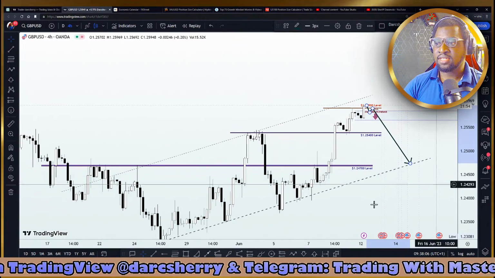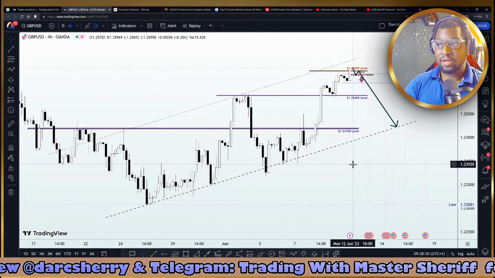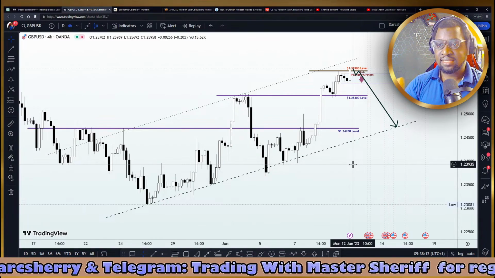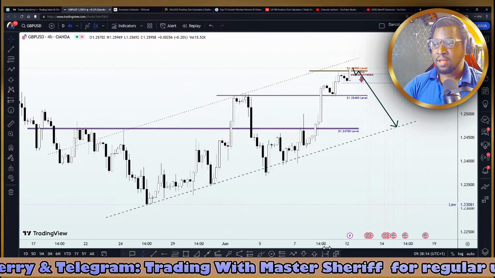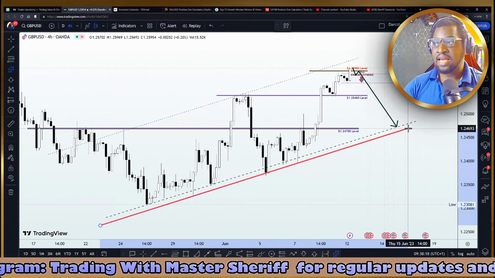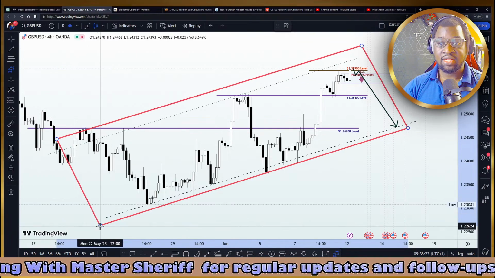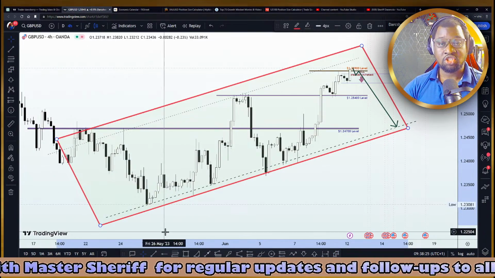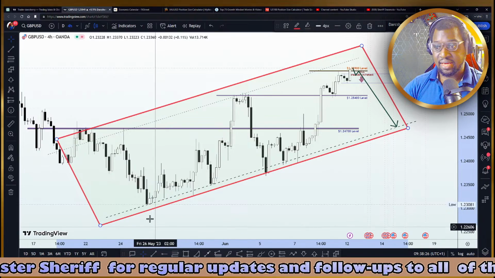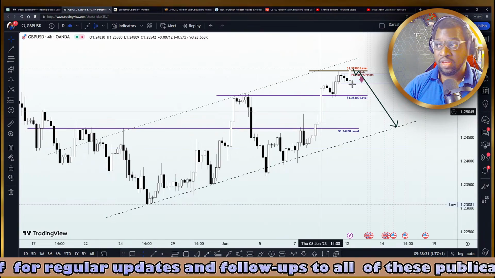Let me zoom out a little bit so that you can see what this whole structure looks like from a holistic point of view. You can see what has been happening since the last week of May. Our price action has transitioned into an ascending channel, which further emphasizes the strength of the buyers in this market. So it's looking promising for buying right now. Let's see how far this bullish momentum will go.